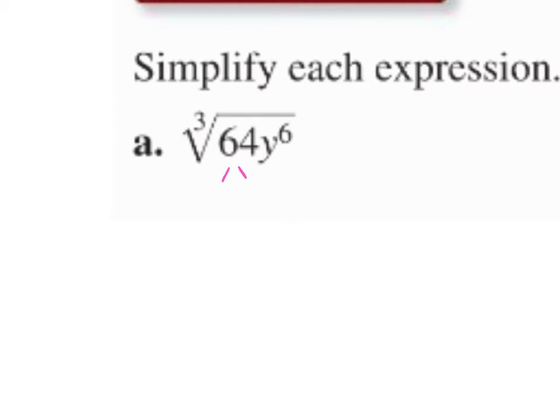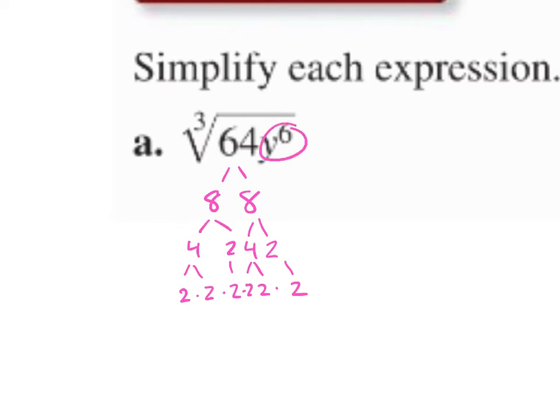So what are factors of 64? 8 and 8. And then what are factors of 8? 4 and 2. And 4 breaks down into 2 and 2. We also have 6 y's under here.